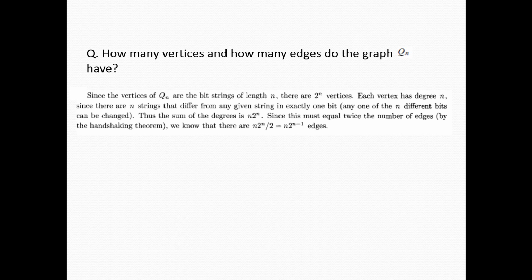Next question: how many vertices and how many edges does the graph Qn have? Since the vertices of Qn are the bit strings of length n, there are 2 to the power n vertices, and each vertex has degree n, since there are n strings that differ from any given string in exactly one bit. So the sum of the degrees is n multiplied by 2 to the power n. Since this must be equal to twice the number of edges by the handshake theorem, there are n times 2 to the power n divided by 2, that is n times 2 to the power n minus 1 edges.